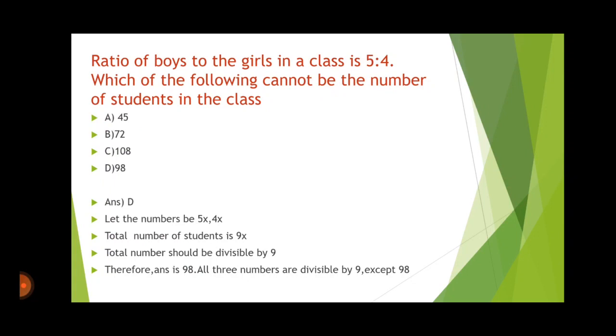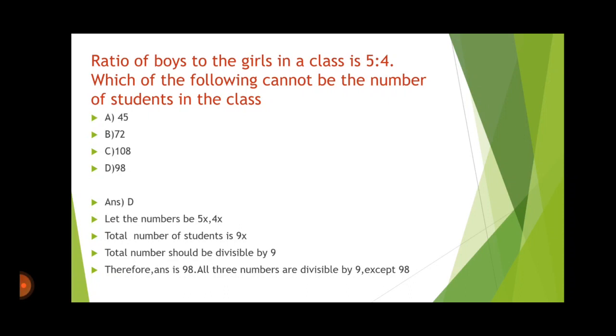Next question is, ratio of boys to the girls in a class is 5:4. Which of the following cannot be the number of students in the class? Ratio of boys and girls are given and the question is asking for which of the following cannot be the number of students in a class. Okay, let's discuss the question.